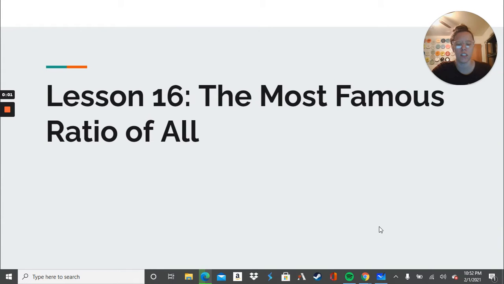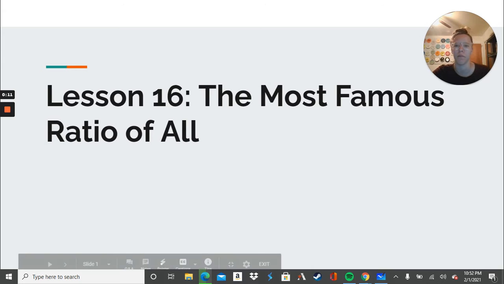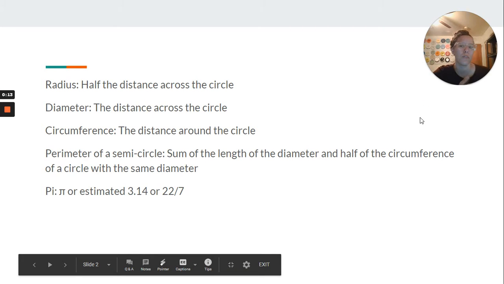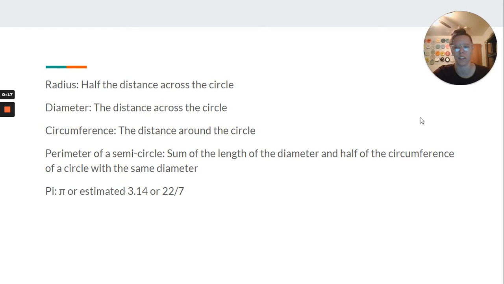Hey, 7th graders, fresh off of your quiz, we're going to start lesson 16, which is the most famous ratio of all. And if you have seen Rudolph, maybe you're singing the same song I am right now. So, the most famous ratio of all is pi, 22/7.